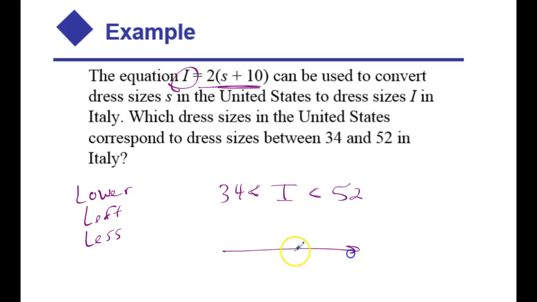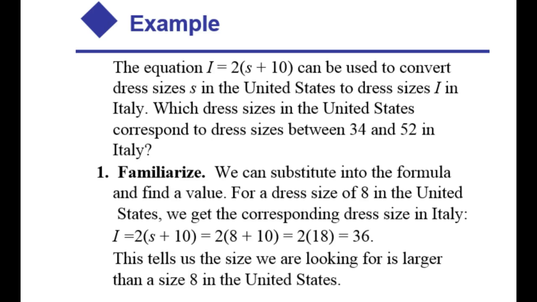So when you graph this thing, it's going to look like this. So between statements are everything over here and here at the same time. So it's an and statement. So the first thing you want to do is just kind of familiarize yourself. It looks like we have a working model already. We want 34 is less than 2 times s plus 10, which is less than 52. So we're left with the task of trying to solve for this.